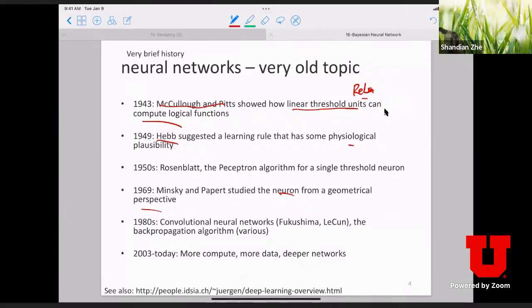But then in the 1980s, it resurged with the development of convolutional neural networks and also the reinvention of the backpropagation algorithm.